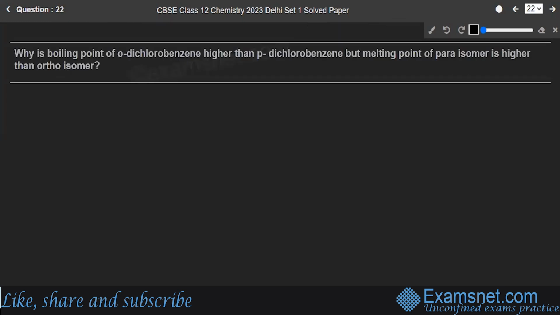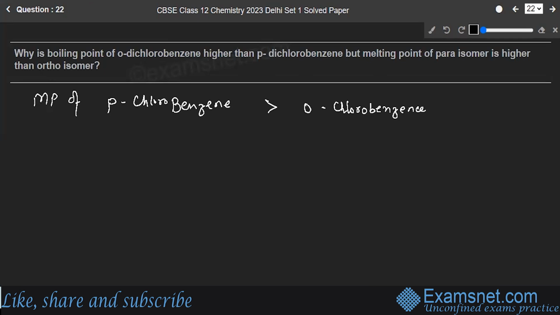Let's move to the next question, number 22. Why is the boiling point of o-dichlorobenzene higher than p-dichlorobenzene, but the melting point of the para isomer is higher than the ortho isomer? See, the melting point of p-chlorobenzene is higher than orthochlorobenzene because of its closed packed structure, which has higher intermolecular forces of attraction. That is why a higher temperature is required to break down the bonds, while the boiling point of orthochlorobenzene is high.